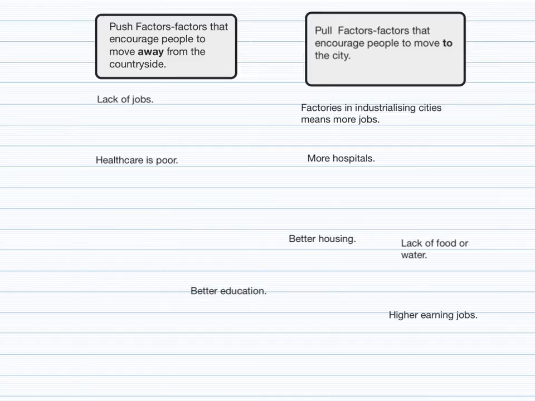Okay, so let's finish going through them. So better education will be a pull factor to the cities because they have universities, they have secondary schools, they have much more availability. I haven't put all of the opposites on here, so obviously the opposite for that would be poor education, which would be a push factor. So you can always give the other side of it. Lack of food or water is in particular.